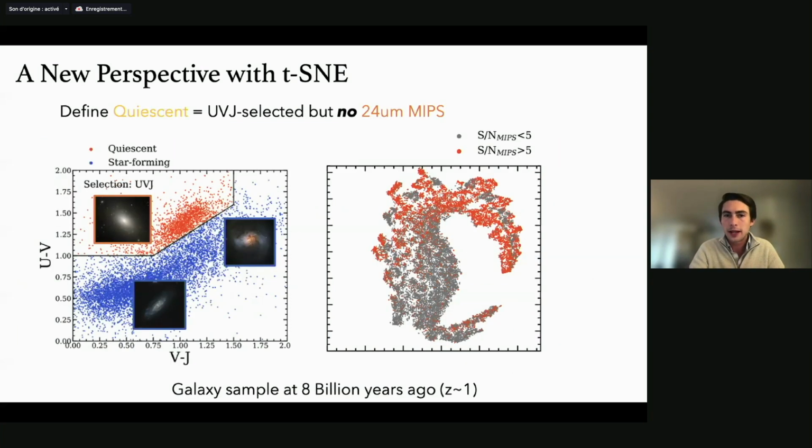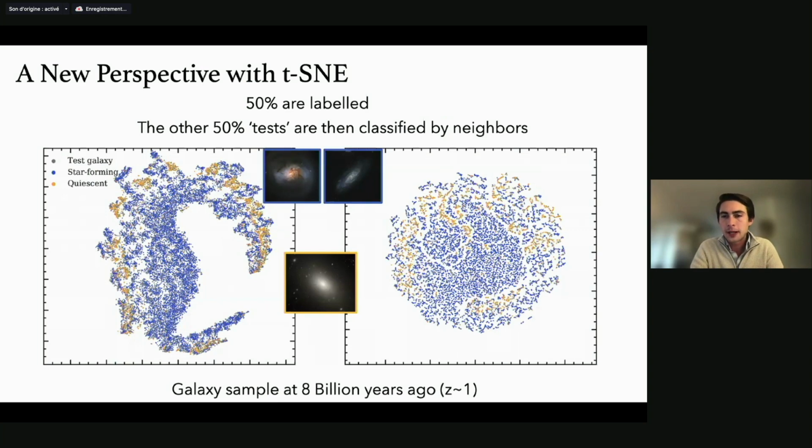And so we're going to define quiescence as a UVJ selected galaxy, but with no 24 micron MIPS detection, where MIPS is an excellent way of trying to figure out if the galaxy has dust or not. And so this is going to be our quiescent label for a scoring population, a scoring sample. And so here are 2 maps taken with the same sample, roughly at redshift 1. These are from photometric redshifts in Cosmos 2015. And we're taking 50% of the population and we're labeling them as either quiescent based on UVJ plus no MIPS or star forming. And then the other 50% we're going to call tests.